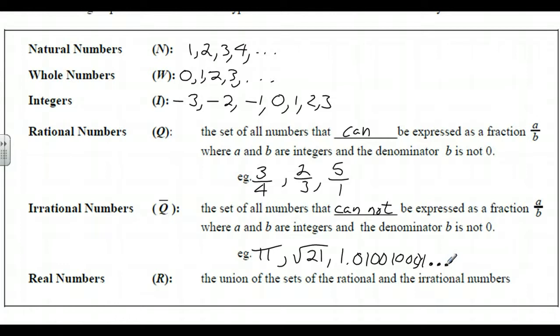And lastly, the real numbers, that's the R. So the R is reserved for real numbers. The union of the sets of the rational and irrational numbers. So that's rational numbers and irrational numbers together.